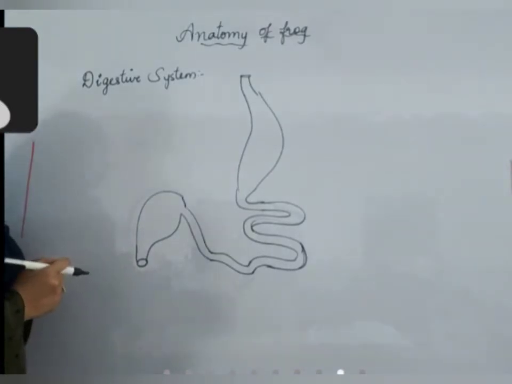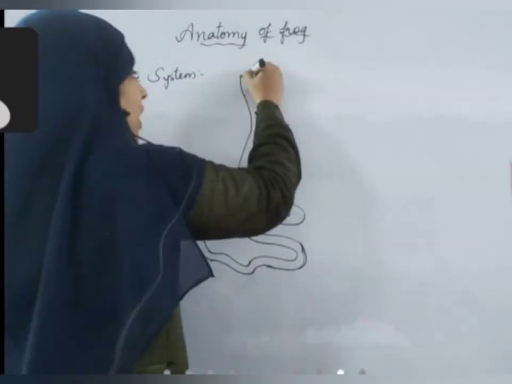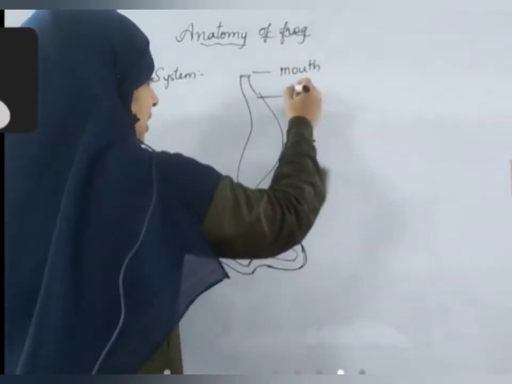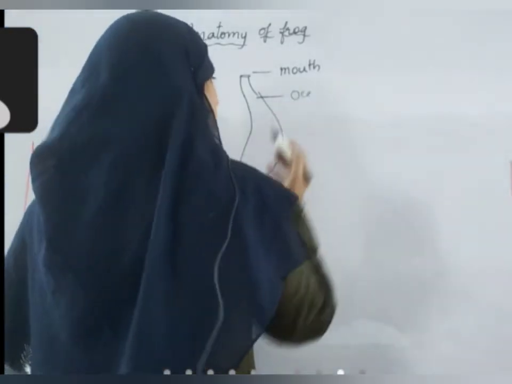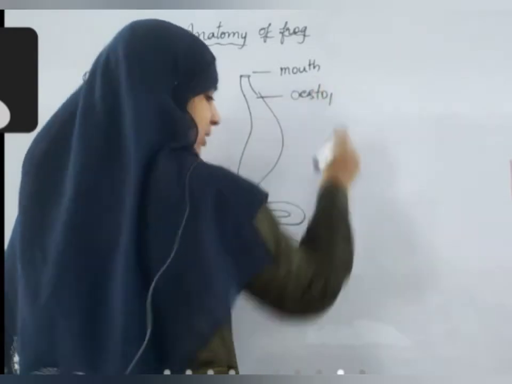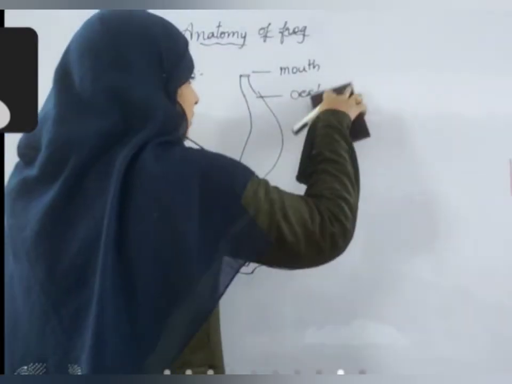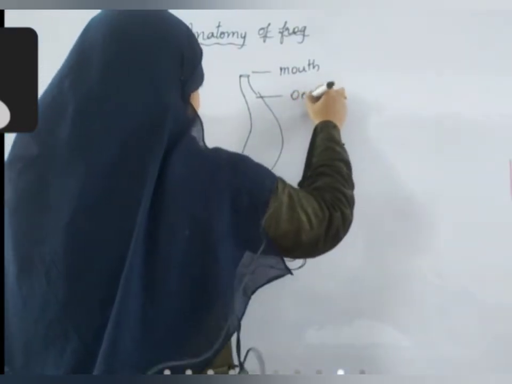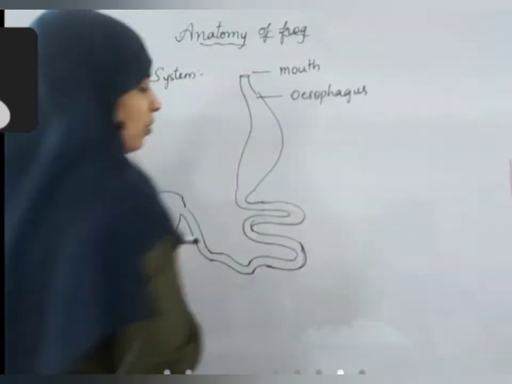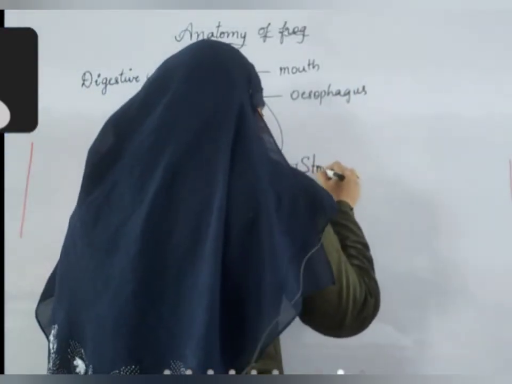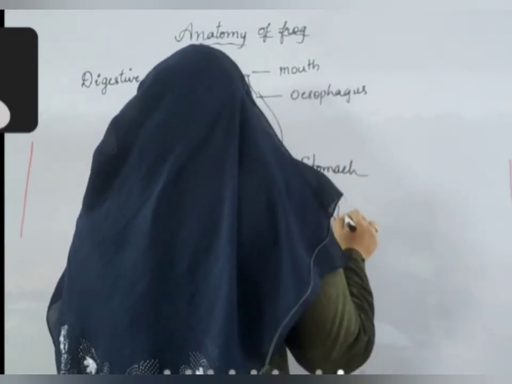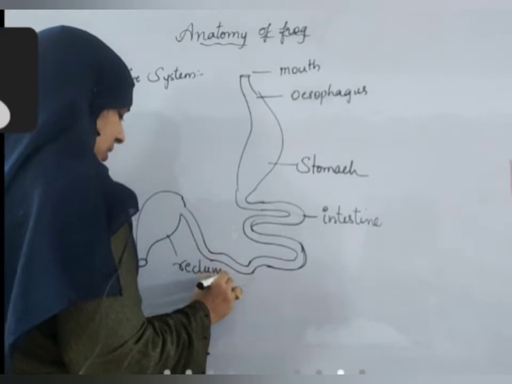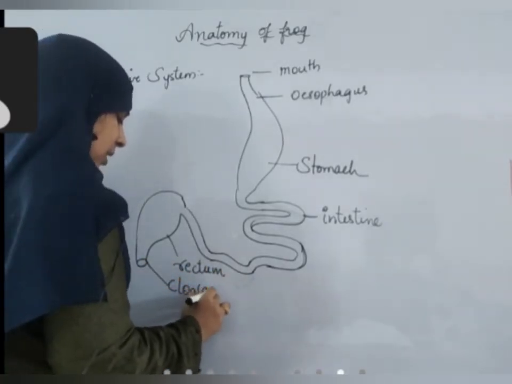Digestive system of frog has mouth, next esophagus, stomach, intestine, and this is rectum. The opening is called cloacal aperture.